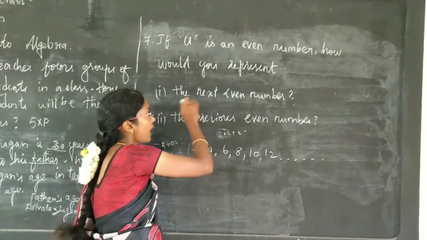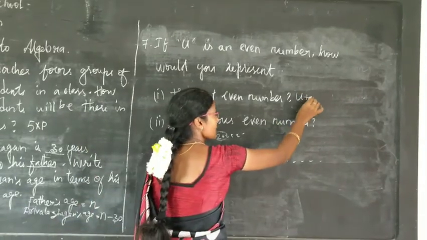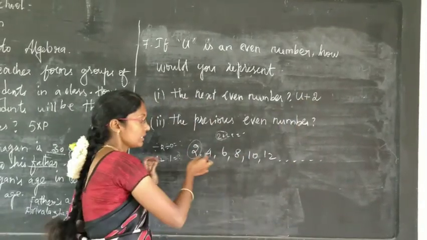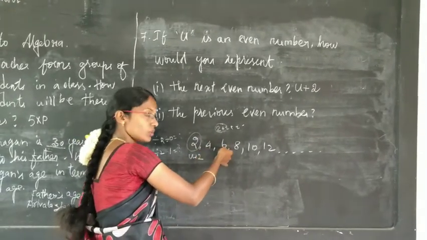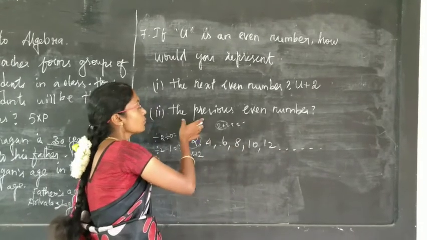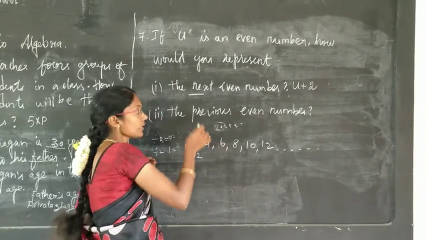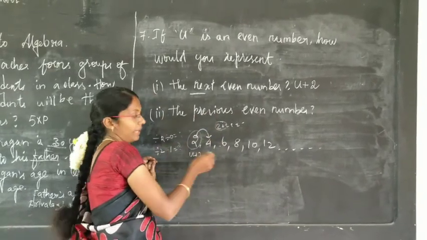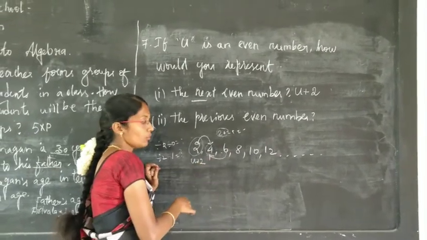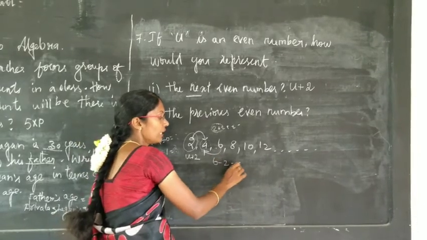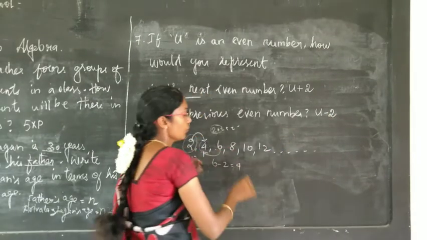Okay. So you have to represent the next even number. How will you represent it? u plus 2. That is 2 plus 2, you get 4. 4 plus 2, 6. 6 plus 2, 8. Next means next. Previous means the number before. What is the number before 6? How will you do it? 6 minus 2, you will get 4. So, u minus 2.